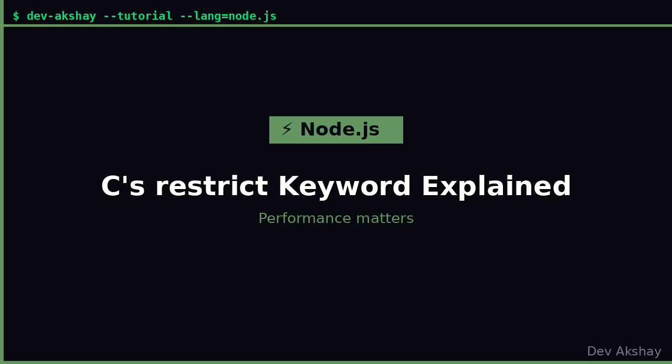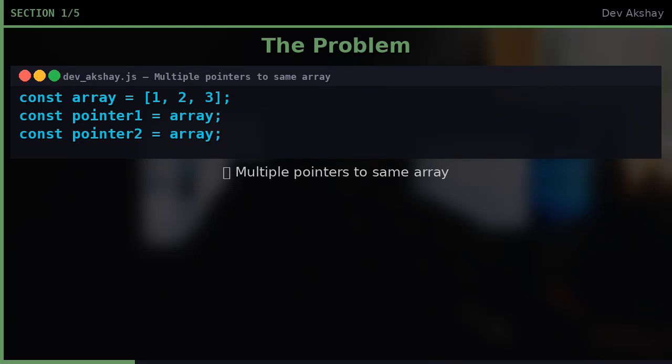Today we are covering the C restrict keyword in a Node.js context, which is crucial for optimizing performance in real projects. Now let me show you why we need the restrict keyword. When working with large datasets, memory access patterns can significantly impact performance. Watch what happens when multiple pointers access the same memory location. This is where the restrict keyword comes in, to ensure the compiler optimizes memory access.